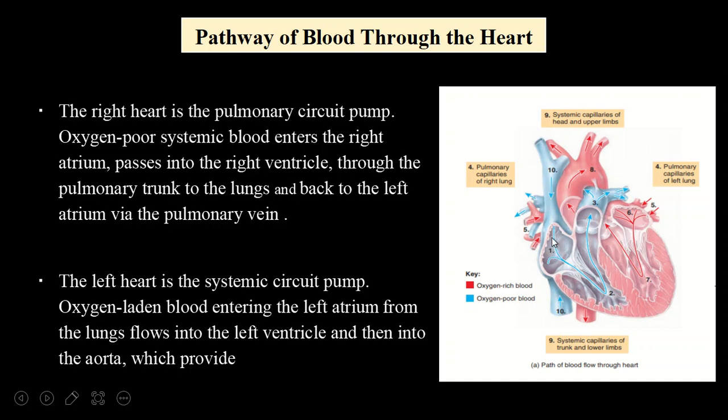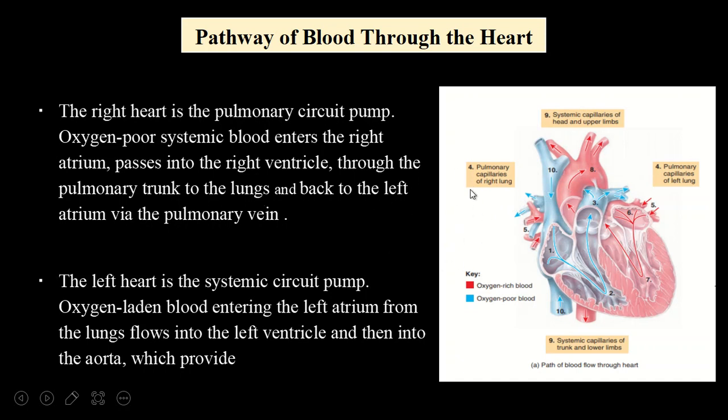And then pag nag-relax ang heart, the blood that was accumulated here in the right atrium will flow dito sa right ventricle by tricuspid valve. And then when the ventricle contracts, the blood that was here sa right ventricle will be pushed papuntang pulmonary trunk. And it will pass dito sa pulmonary valve to the pulmonary trunk and left and right pulmonary artery papuntang lungs, to the lungs.